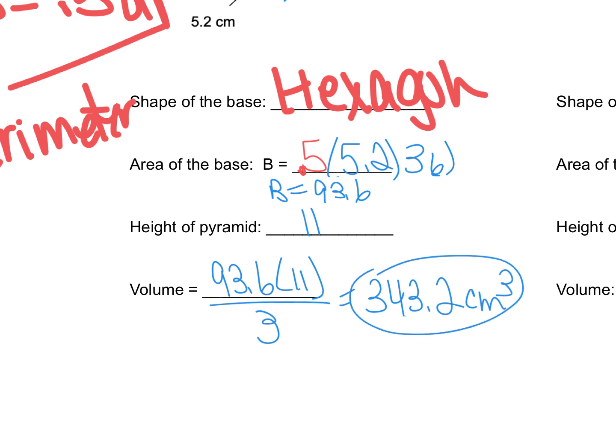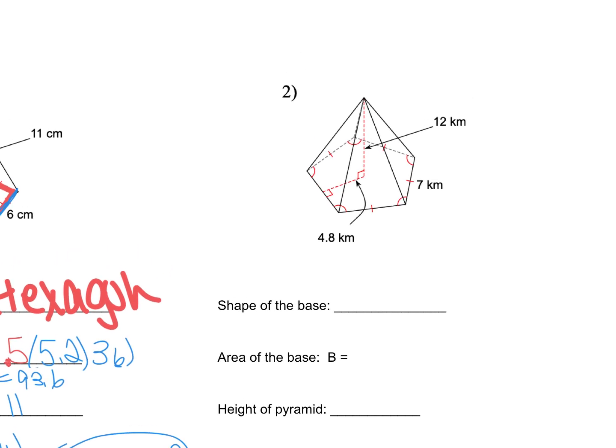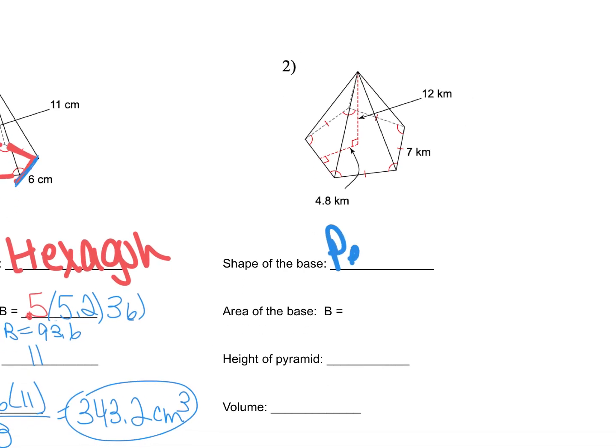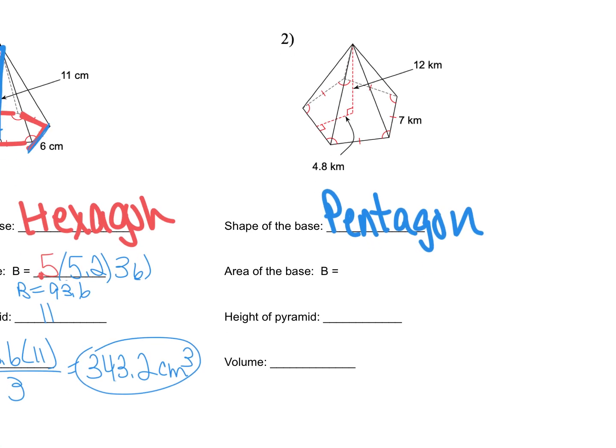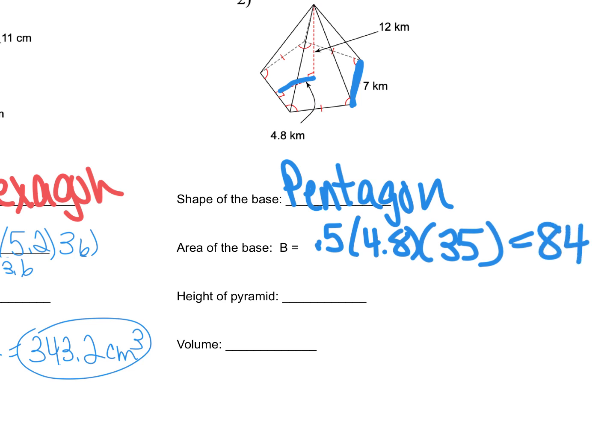All right, one last problem here to do together just to make sure we know what we're doing. This time we've got a pentagon for the base. Okay, the area of the pentagon is going to be half the apothem. Again, the apothem goes from the center to the outside, so that's going to be 4.8 times the perimeter. Well, each side of my pentagon is 7, so 7 times 5 is 35. And then when we multiply those out, the area of our pentagon is 84.